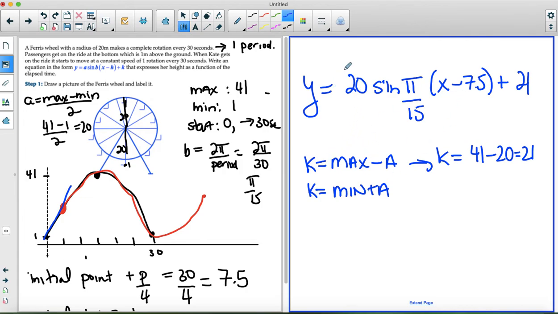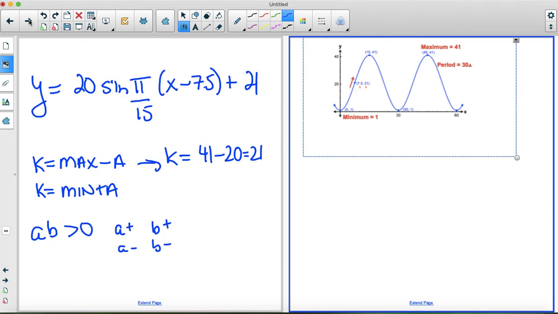Now this is increasing, so that means the a times the b is bigger than 0, and that's going to make that the a is positive and the b is also positive, or the a is negative and the b is negative. Both have to be the same sign. And that's how you would draw this out in terms of what it looks like. And that's pretty much it.